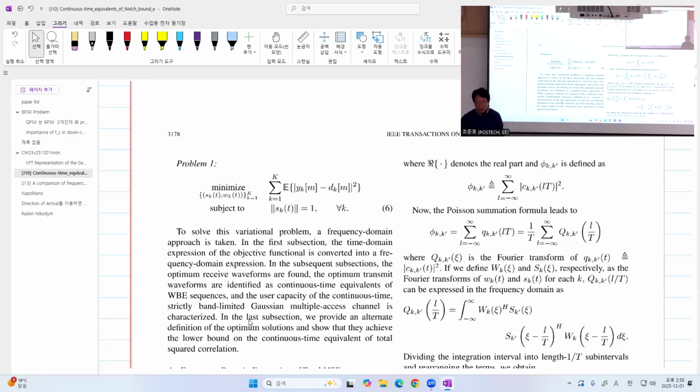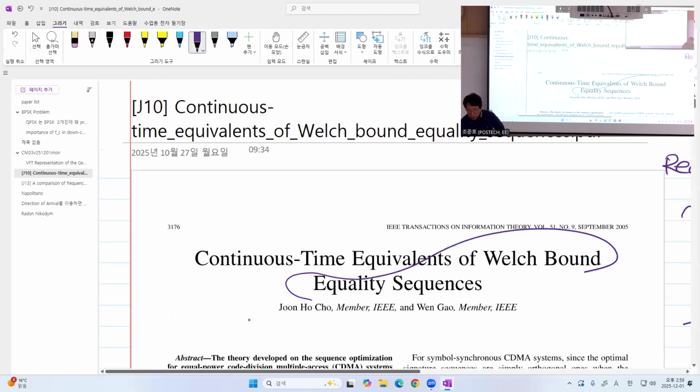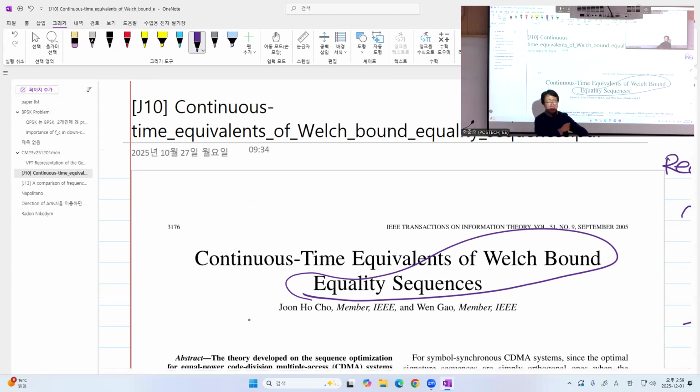So as you see the title, those synchronous CDMA guys found Welch-bound equality sequences. Probably you've seen them in one of Professor Kyung-Chul Yang's courses on sequences, if he provided the course recently and you have taken it. But anyway, this is one of the most important sets of vectors. People say sequences, but actually it's a set of vectors. But this was for the synchronous vector-valued model. And the paper extends it to continuous time.